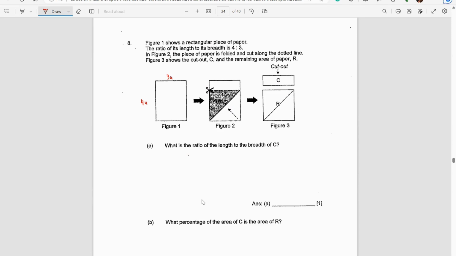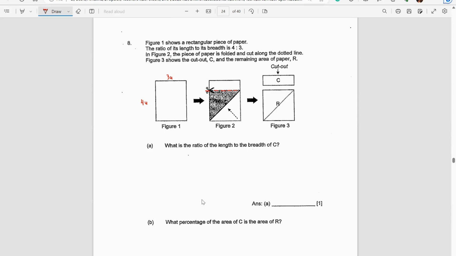Now in figure 2, the piece of paper is folded and cut along the dotted line. So this is my dotted line. You cut along this dotted line. Now figure 3 shows the cutout C and the remaining area of your paper R. So you realize that this area R is actually a square.